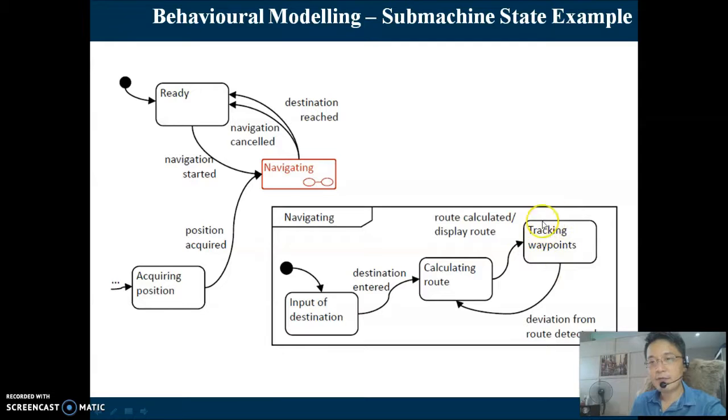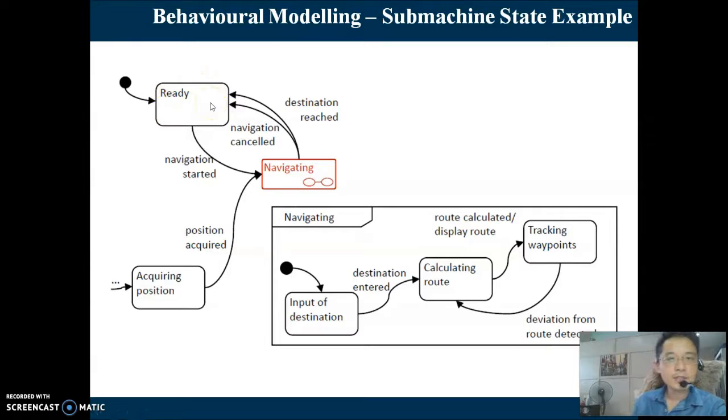However, the tracking waypoint state can also be diverted in case of deviation. This happens when the driver does not follow the waypoints and has moved to a new location. This deviation will trigger the system to recalculate the route to establish new tracking waypoints. And this will go on and on until the navigation is cancelled on purpose by the user, or if the driver has reached the destination. Then it will go back to the ready mode.